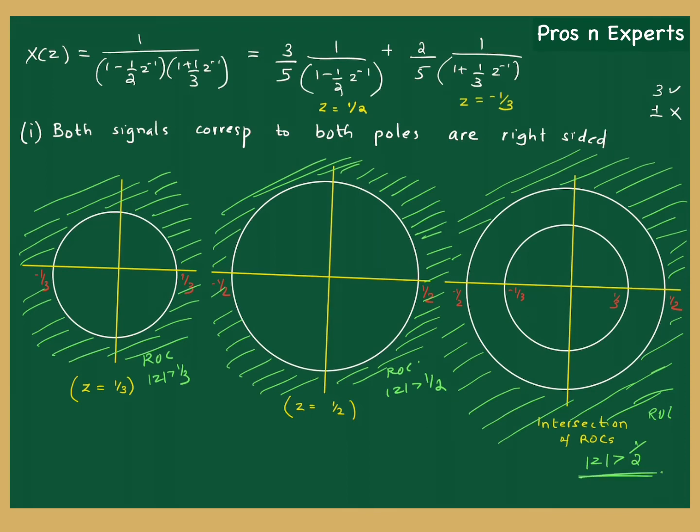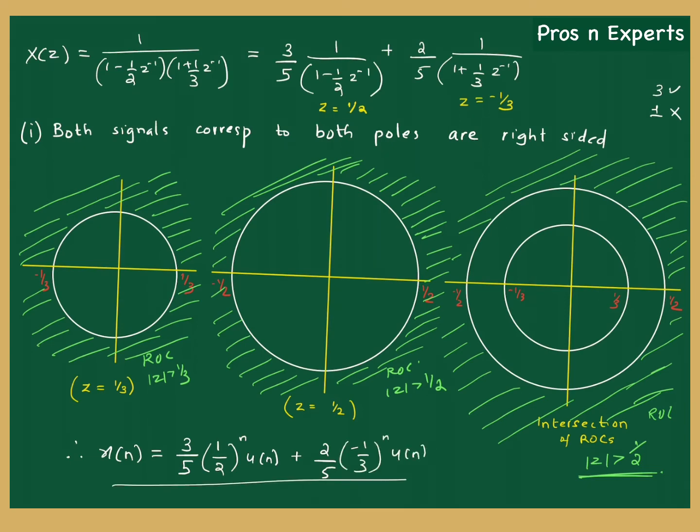So what will be the time domain signal? Since both signals are right-sided, we can straight away write it as 3 by 5 into the inverse transform of 1 by 1 minus half z inverse, which is half raised to n u of n, plus 2 by 5 into the inverse transform of 1 by 1 plus 1 by 3 z inverse, which is minus 1 by 3 raised to n u of n. So this is the answer to the first possibility: both signals corresponding to both poles are right-sided, and this is the inverse transform.